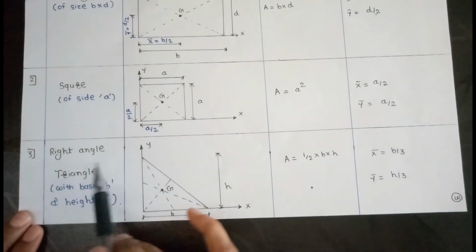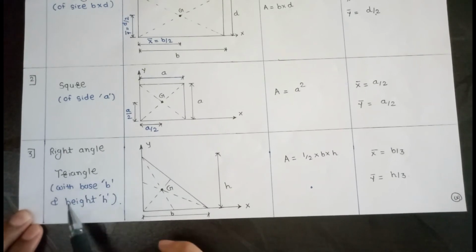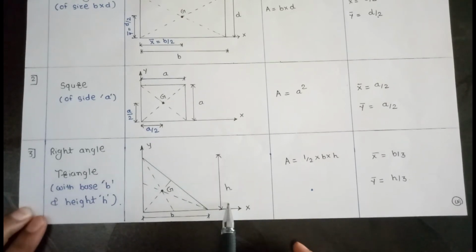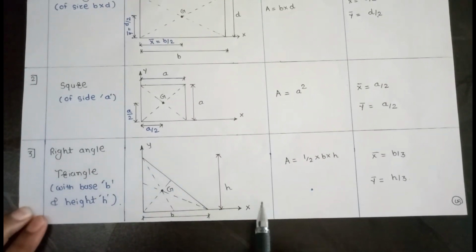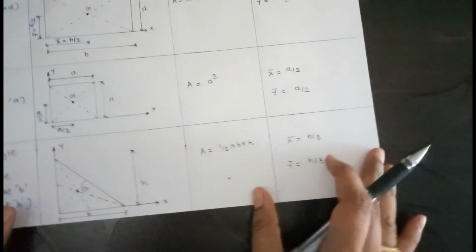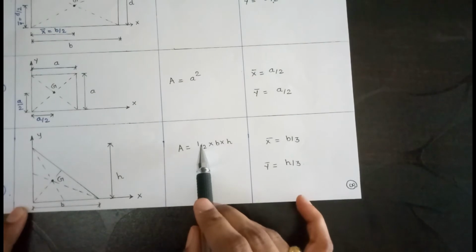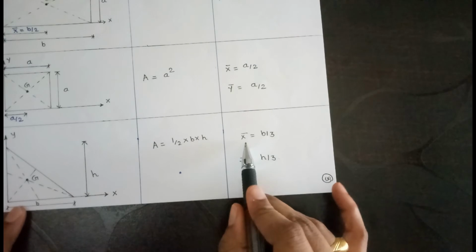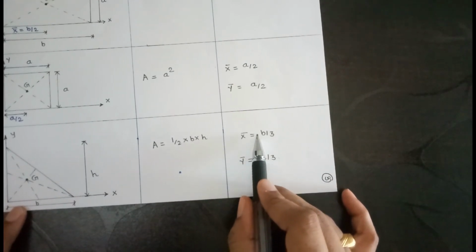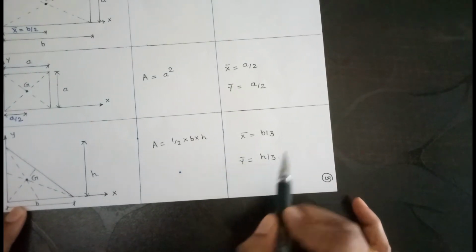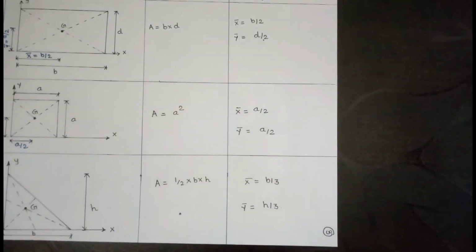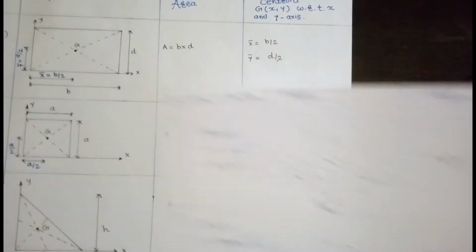Then third is the right angle triangle with base b and height h, with reference axes y and x and center of gravity G. What is the area of right angle triangle? A is equal to half into b into h, and centroid of right angle triangle: x bar is equal to b by 3 and y bar is equal to h by 3. Next common plane figure is triangle.